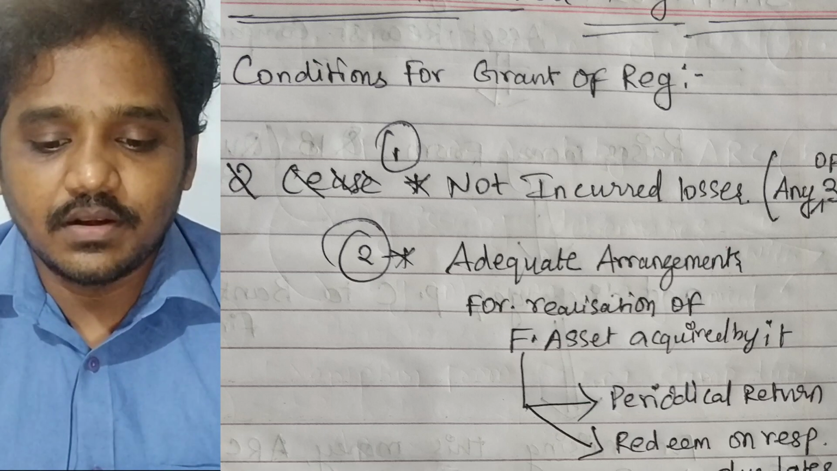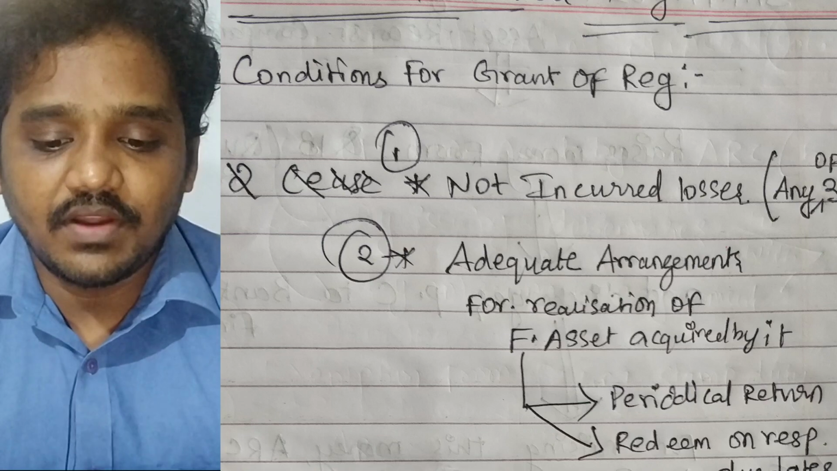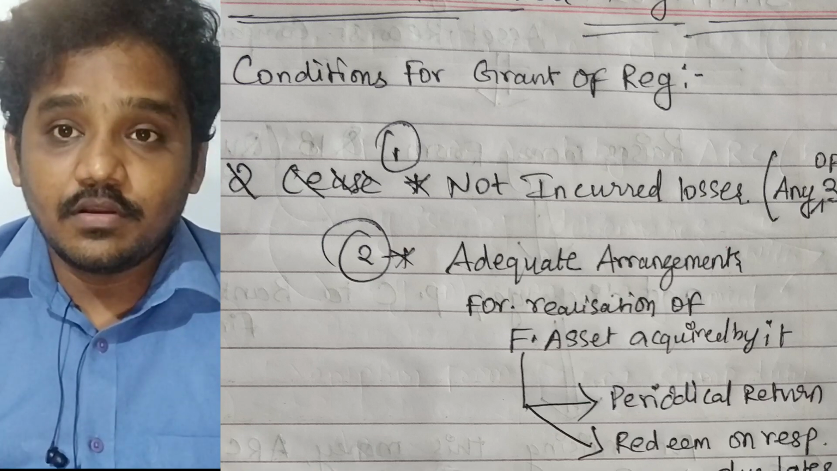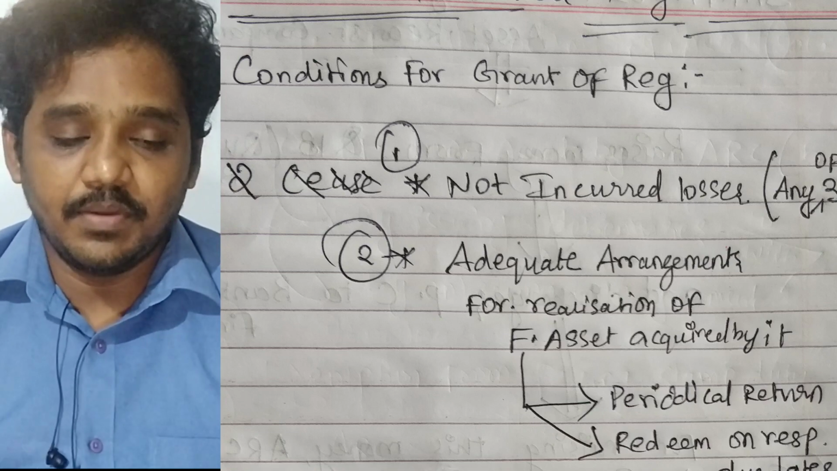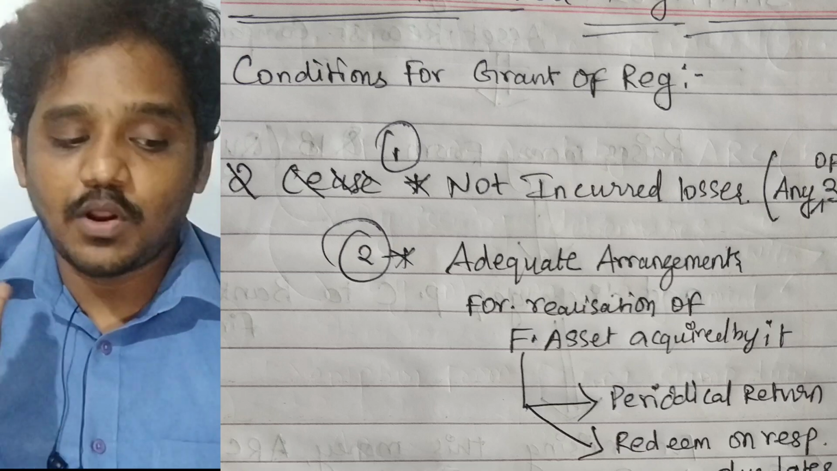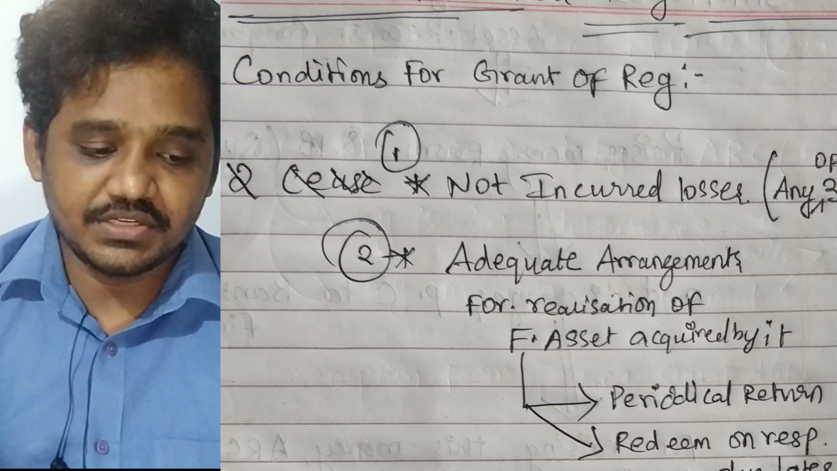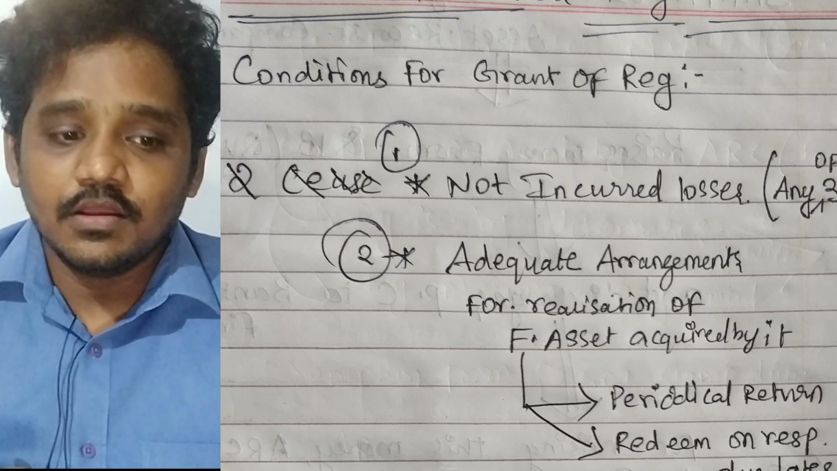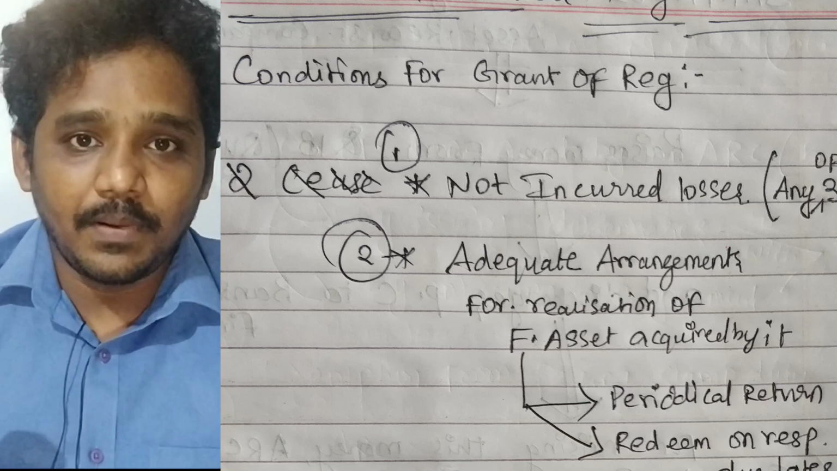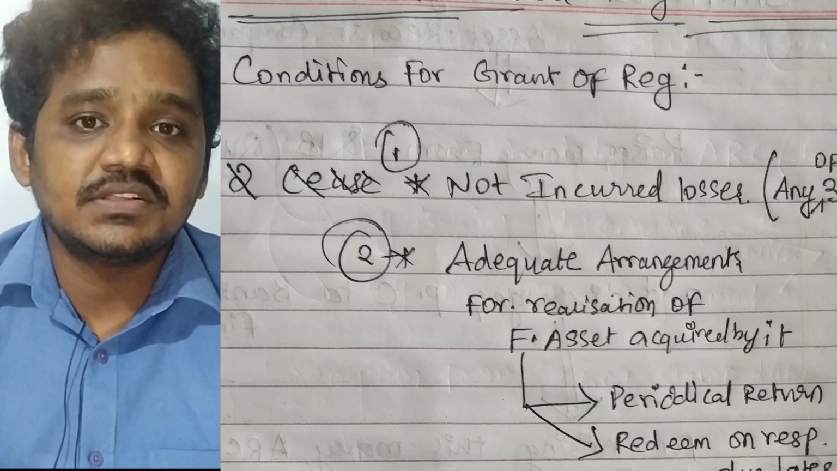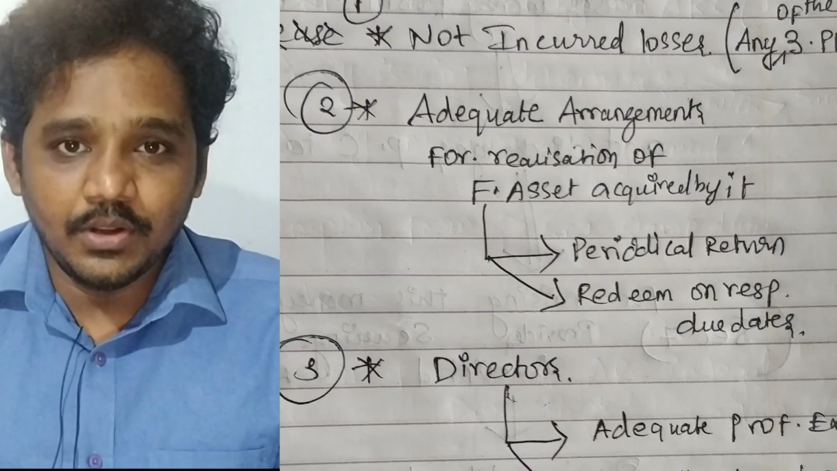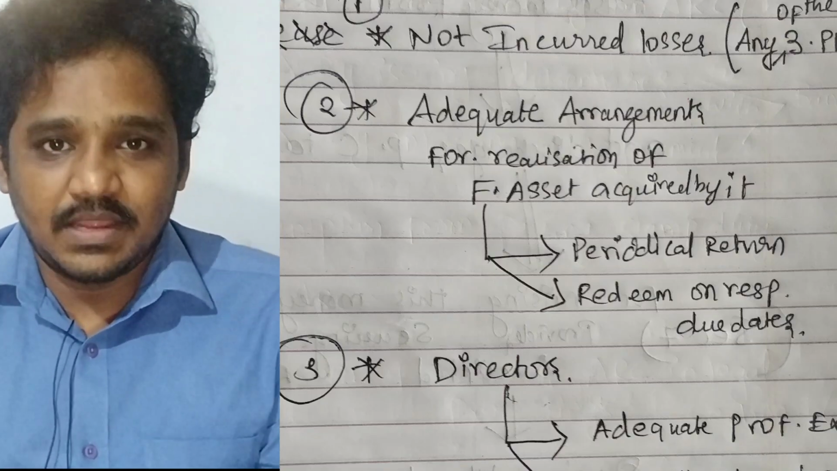And the next one is adequate arrangements for realization of financial assets acquired by it. The asset reconstruction company should be capable of making proper arrangements to realize the financial assets acquired by it. So they should have proper steps, proper procedure, proper plans to realize these non-performing assets into realization asset. They have to take proper action at the right point of time, and they should have all the plans for that.